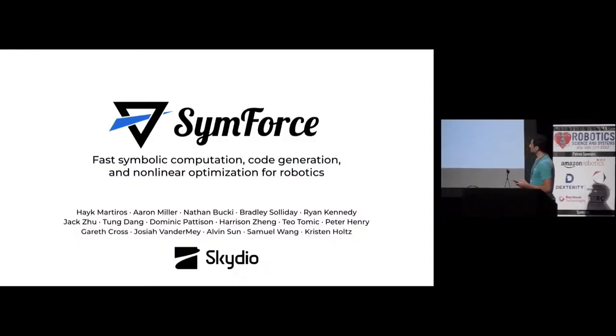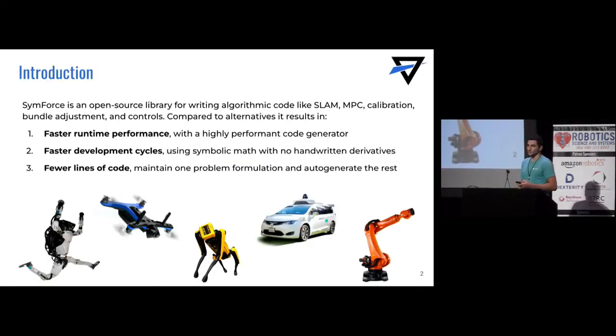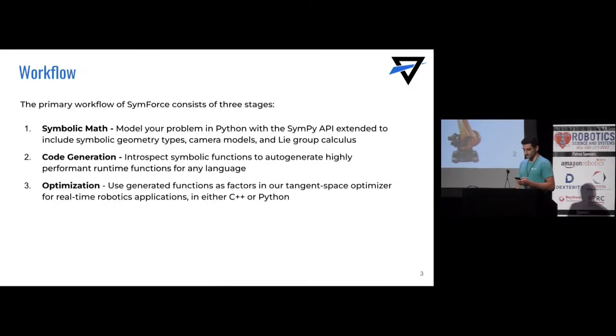Yeah, hello. So we present SymForce, an open source library for fast symbolic computation, code generation, and nonlinear optimization for robotics. This is work from the Skydio autonomy team. SymForce is made for writing algorithmic code for tasks like SLAM, MPC, calibration, bundle adjustment, and controls. Compared to alternatives, it results in faster runtime performance, faster development cycles, and fewer lines of code to maintain. SymForce powers tens of thousands of autonomous robots at Skydio.